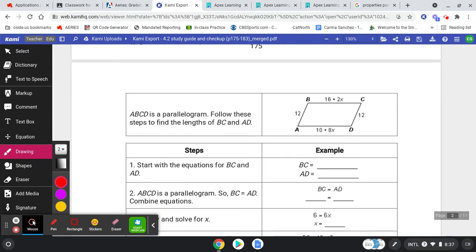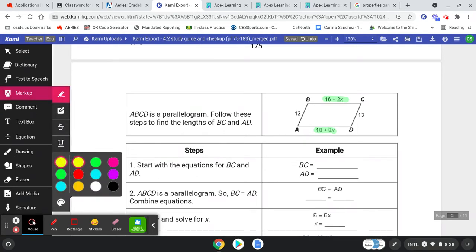So if ABCD is a parallelogram, follow these steps to find the lengths using this property. So do you see how they gave us some information here with this image? They gave us 16 plus 2x and 10 plus 8x, both of those expressions. And they also gave us 12 and 12 on the sides there. So start with the length of BC and AD. Let's look at those equations or expressions.